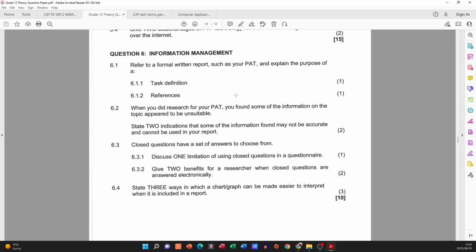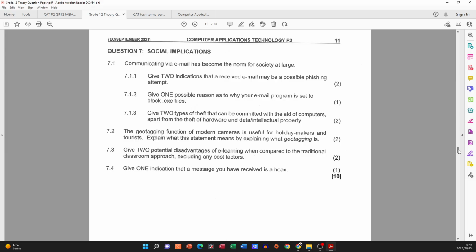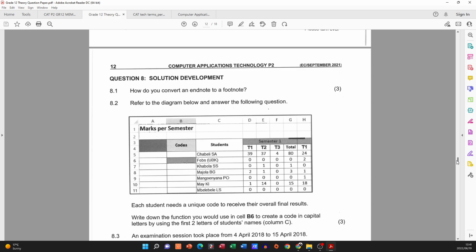Here we can see, as they mentioned before, question 6, information management. Some of that comes from the PAT. Things like what's an open question, what's a closed question, your task definition. Those sort of questions, those are the things that do come up. Social implications generally around society. So how are we using the technology in society? And also some of the problems that we pick up there: hoaxes, spams, scams, all these different things.